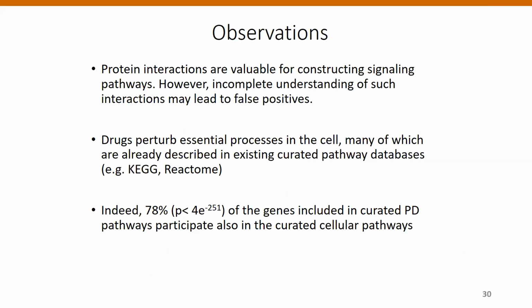So our first observation was that protein interactions are viable for constructing signaling pathways. However, incomplete understanding of such interactions may lead to false positives. Drugs perturb essential processes in the cell. That was our observation, and many of which are already described in existing curated pathway databases like KEGG and Reactome. Indeed, we found a very significant enrichment of genes that are included in curated pharmacodynamic pathways, and they also participated in curated cellular pathways.